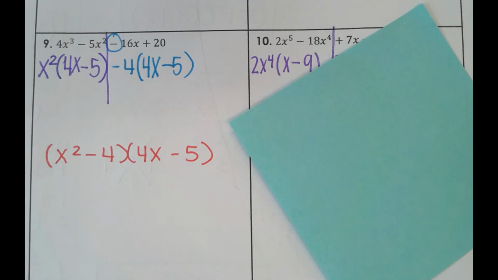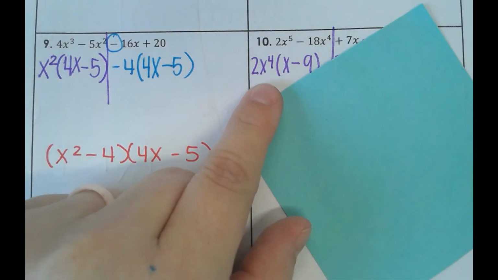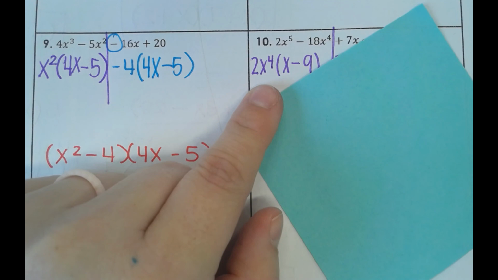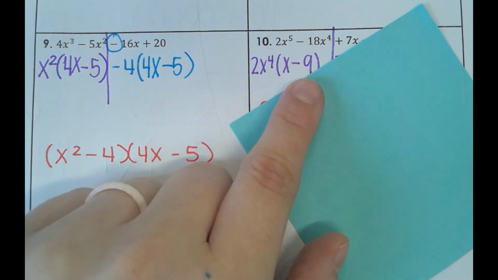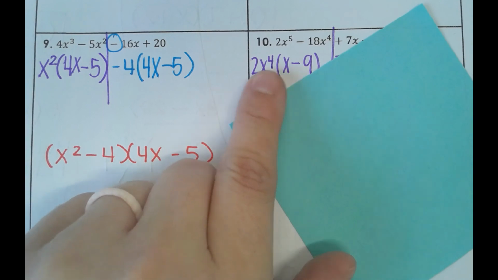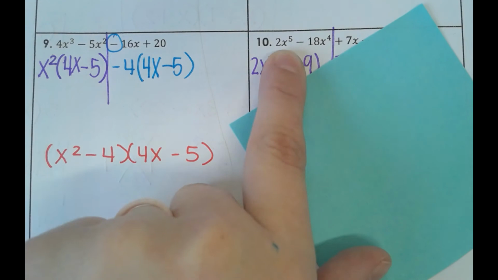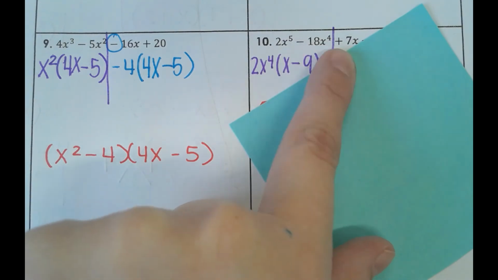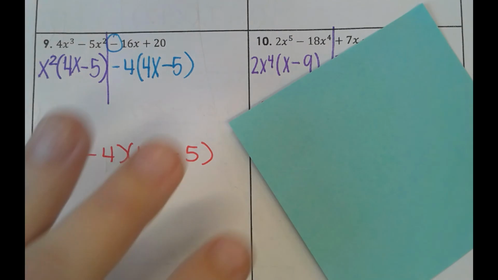All right, so on number 10, you can factor out a 2x to the 4th, and that leaves you with x minus 9. Well, 2 and 18 are both divisible by 2, and then I can take out x to the 4th. Yeah. I actually got that. Good.